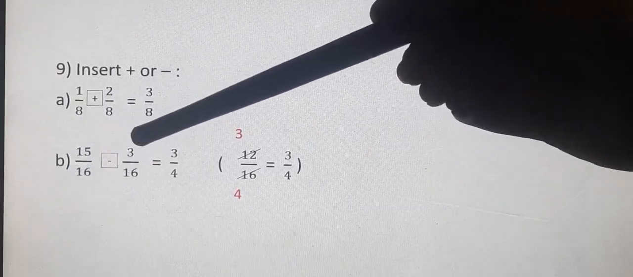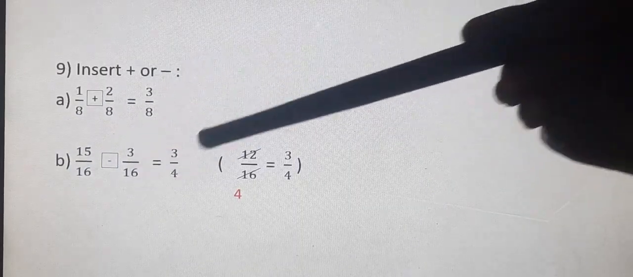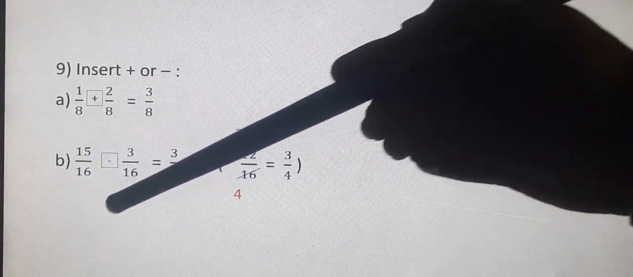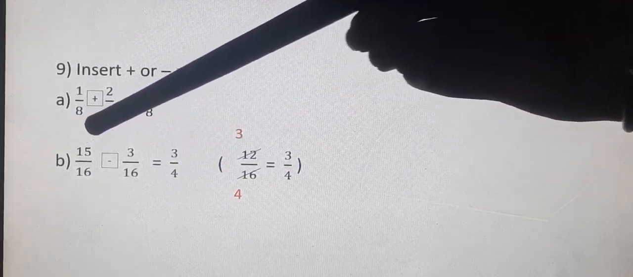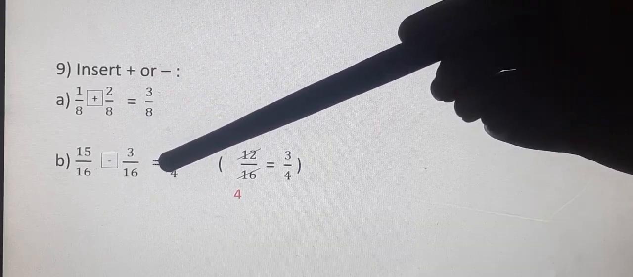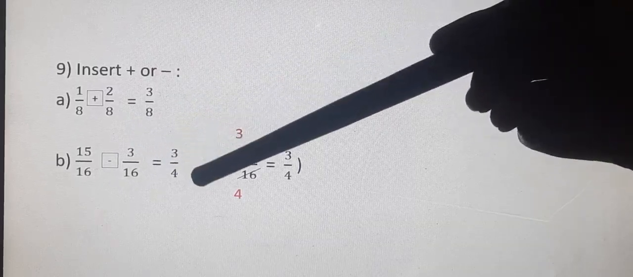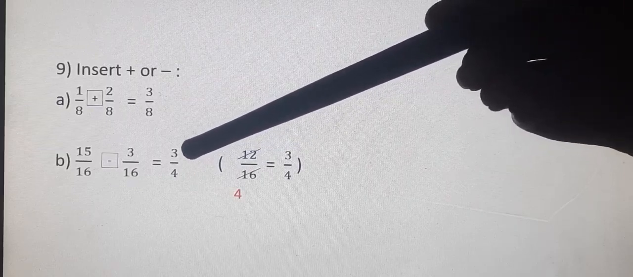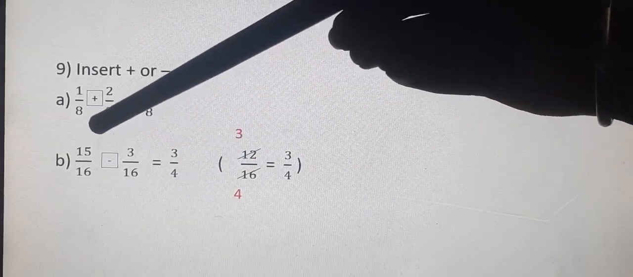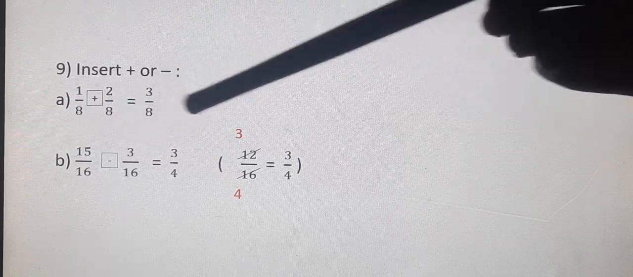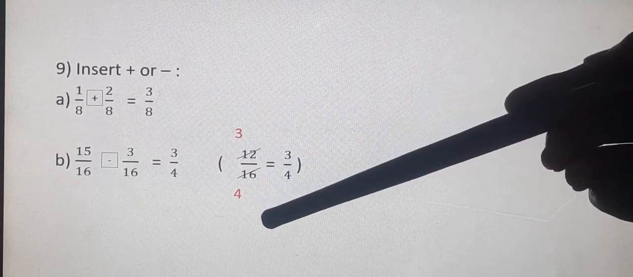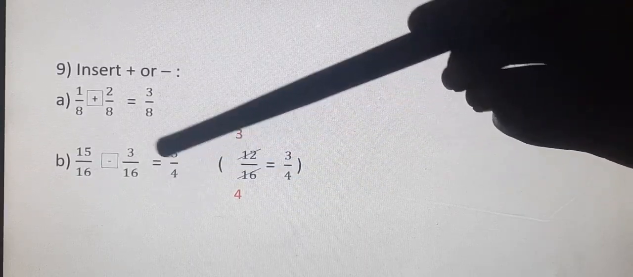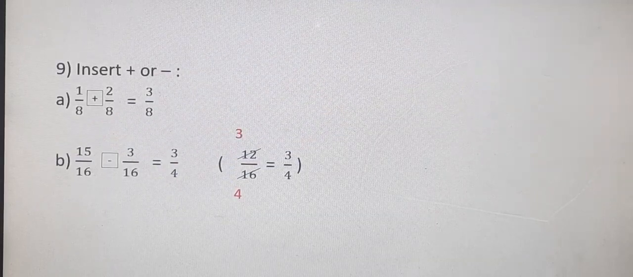Next is 15 upon 16 dash 3 upon 16 is equal to 3 upon 4. First of all, check here: the denominator was 16, it has become 4. So if we do 15 plus 3, 18 upon 16, then it will not give us the answer 3 upon 4, because when we cut it, we will not reach this answer. When we put minus sign, 15 minus 3 is 12, 12 upon 16. Now do cutting with table of 4. 4 3s are 12, 4 4s are 16. Now we are getting 3 upon 4. So we will put minus sign. You have to check it, only then you will put the correct sign.